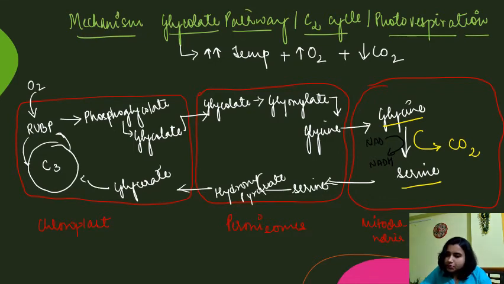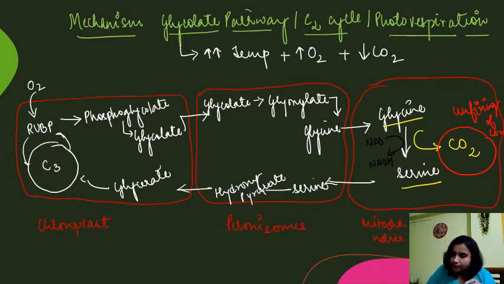The glycine will be converted to serine, right? Whenever glycine is converted to serine, an amount of carbon dioxide will liberate out, right? And this is what we call unfixation or unfixing of carbon dioxide, right? Now this serine then again moves to peroxisome where it is converted to hydroxypyruvate, and this hydroxypyruvate is now converted to glycerate, right? Now this glycerate again enters the C3 cycle, right? This is the entire mechanism of photorespiration. Clear everyone?